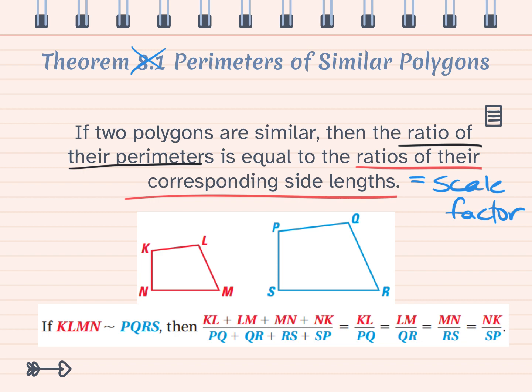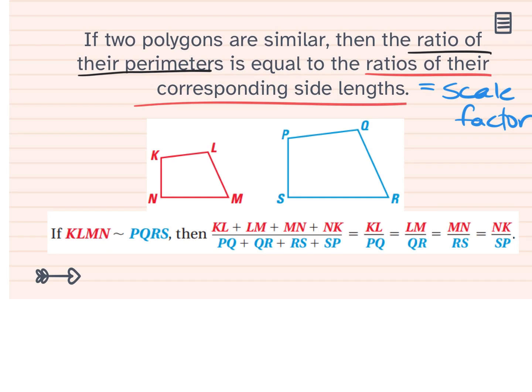And when we did that first example, remember we had the perimeter of 32 over 40, which simplified to 4 to 5, which was also the same as the scale factor. Let's see another theorem, and then we'll do one more example.